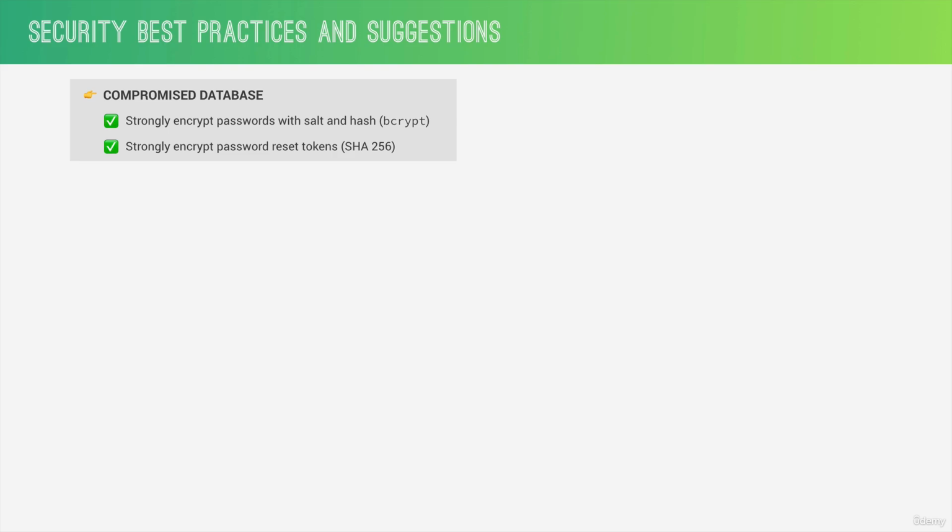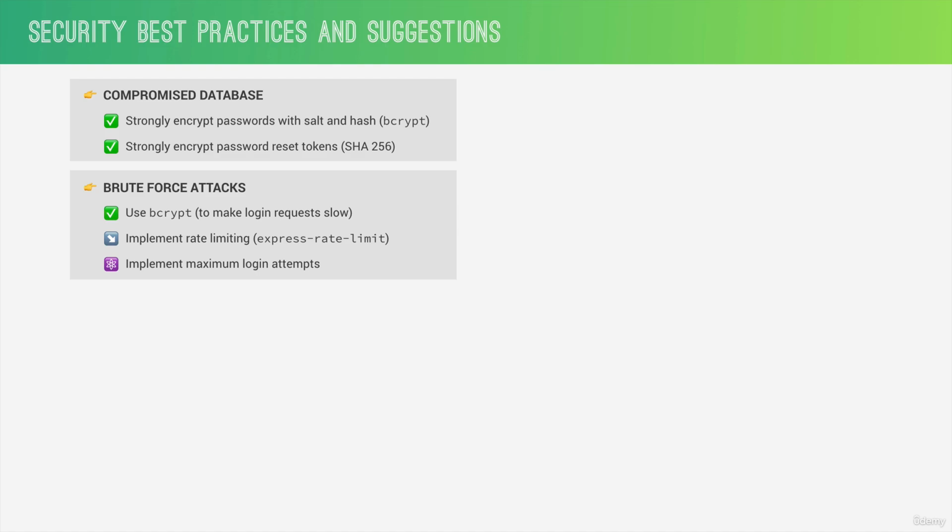Now, about actually preventing attacks, let's talk about the brute force attack, where the attacker basically tries to guess a password by trying millions and millions of random passwords until they find the right one. And what we can do is to make the login request really slow. And the bcrypt package that we're using actually does just that. Another strategy is to implement rate limiting, which limits the number of requests coming from one single IP. And this one we're going to implement in one of the next videos.